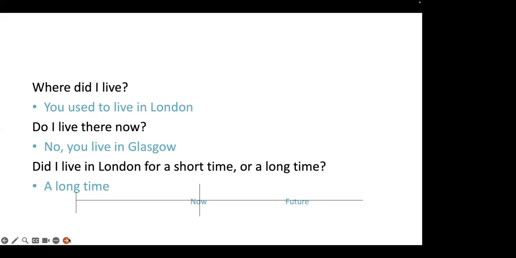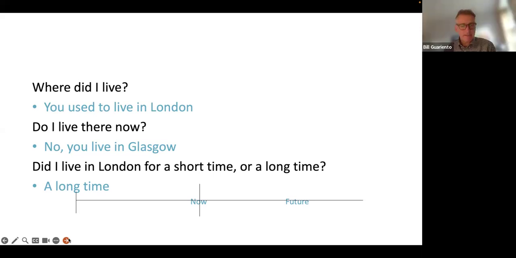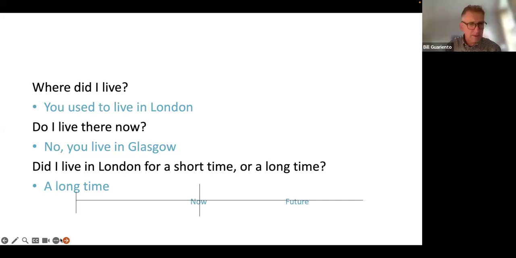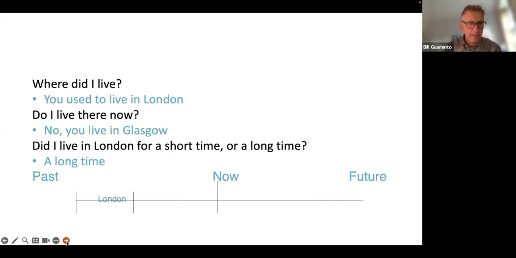Before now. It's in the before, past. In the past, yes, so on the left. And shall we just put it at one point, or was it a long period? No, a long period. It was a long period, so let's put it onto the timeline. There it is, a long period in the past. Here's another question.